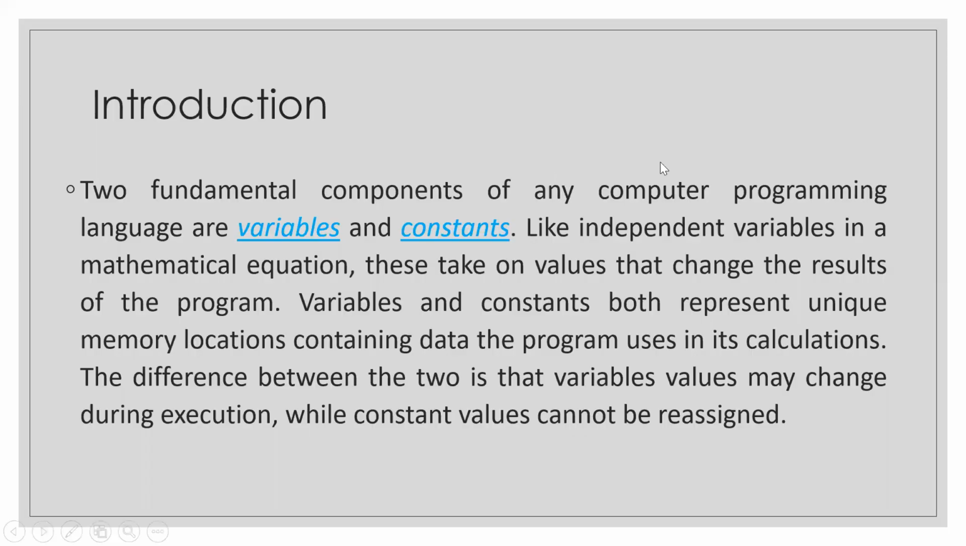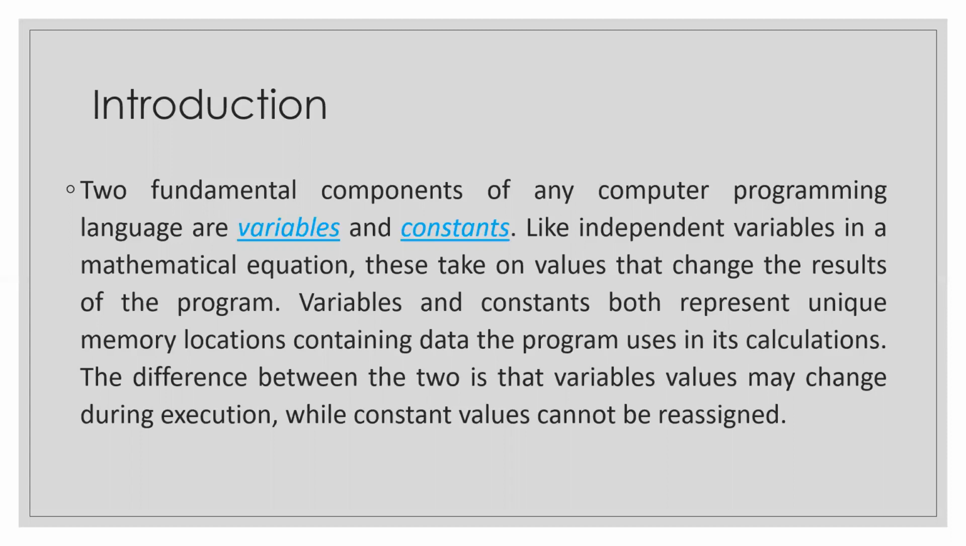So first of all, I have to introduce what we mean by variables and constants. In computer programming, there are two fundamental components named variables and constants. Like independent variables in a mathematical equation, these take on values that change the results of the program. Variables and constants both represent unique memory locations containing data the program uses in its calculation. The difference between the two is that a variable's value may change during execution, while constant values cannot be reassigned.